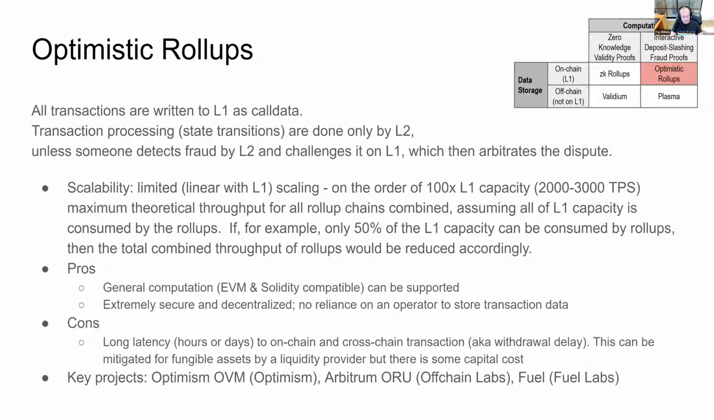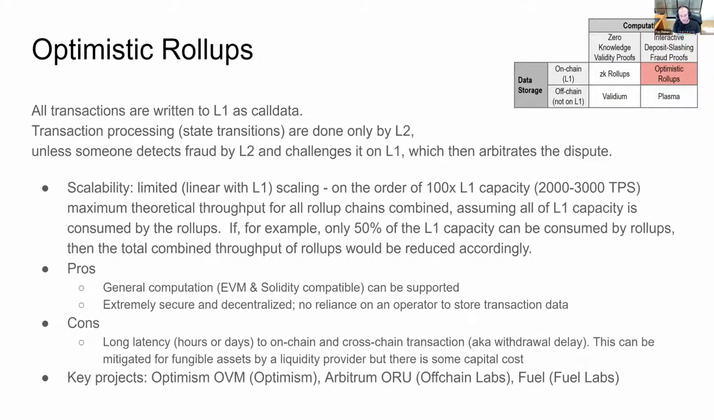The disadvantages of optimistic rollups, one of the biggest ones is there's a long latency, similar to Plasma. There's a latency of hours or days to on-chain and cross-chain transactions. This is also called a withdrawal delay. So if you have funds on layer 2 in an optimistic rollup chain, and you want to withdraw them to layer 1, you have to wait for this challenge period, which could be days.